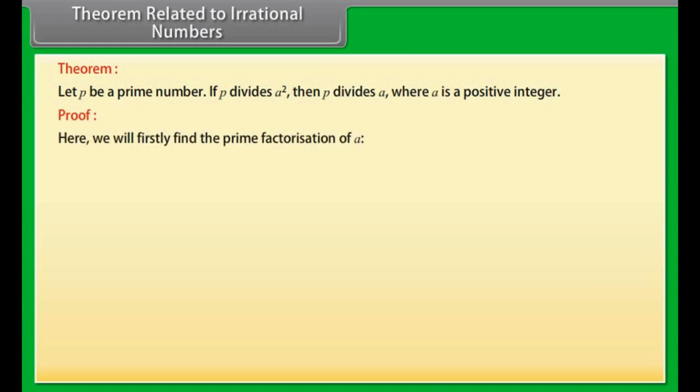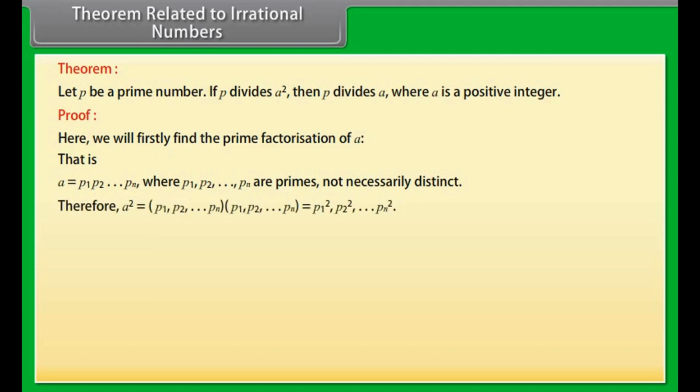Proof. Here we will first find the prime factorization of a. That is, a is equal to p1, p2, and so on till pn, where p1, p2, and so on till pn are primes, not necessarily distinct. Therefore, a square is equal to p1, p2, and so on till pn, times p1, p2, and so on till pn, which is equal to p1 square, p2 square, and so on till pn square.